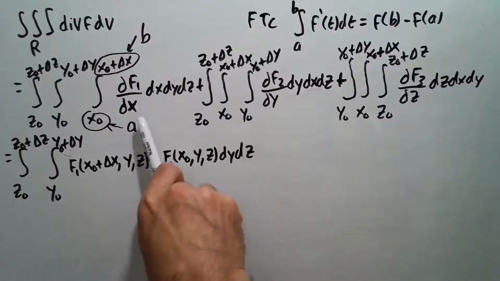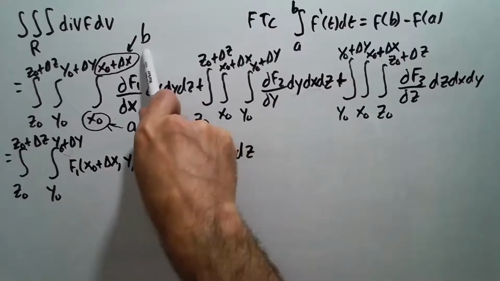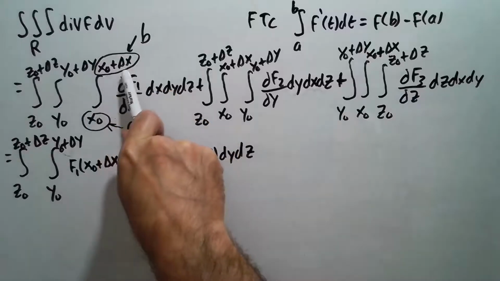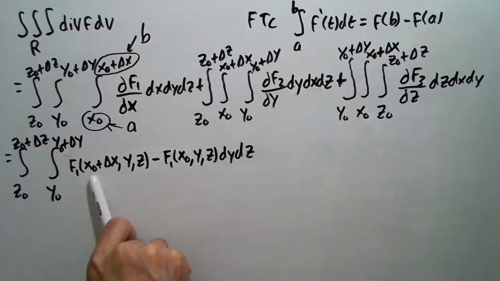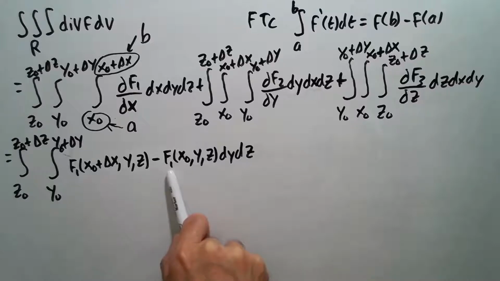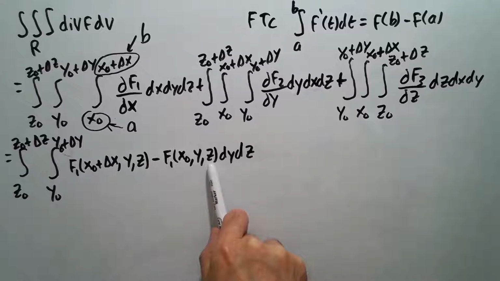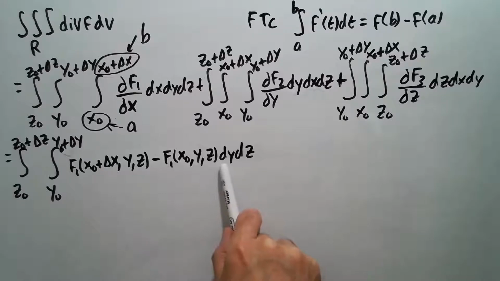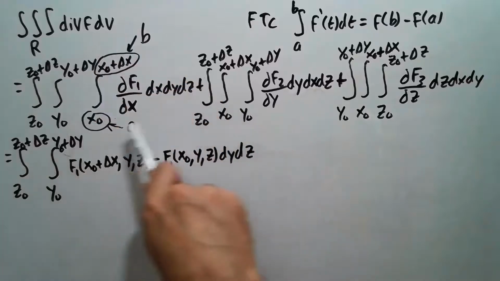So applying the FTC to this first guy here, it's going to be f1. The b value here would be x0 plus delta x. So you're going to be evaluating the f1 at that x value. And then the y and z, just use y and z here. Then minus f1 of your a, which is x0, then y and z here also. And it'll be still derivative with respect to y and z. So that's this one taken care of.